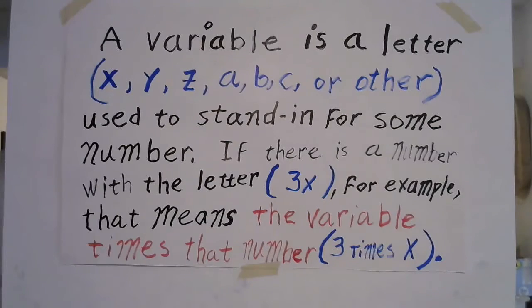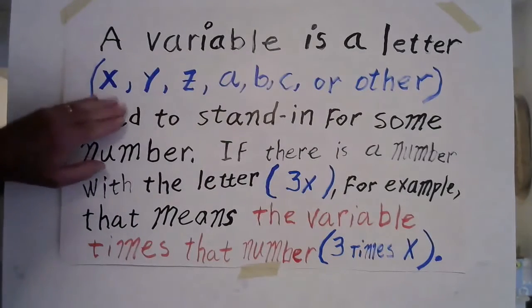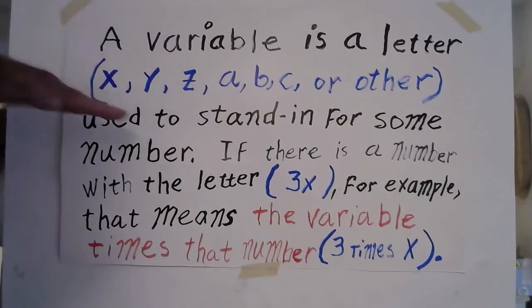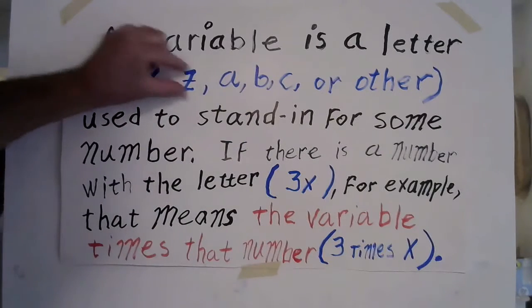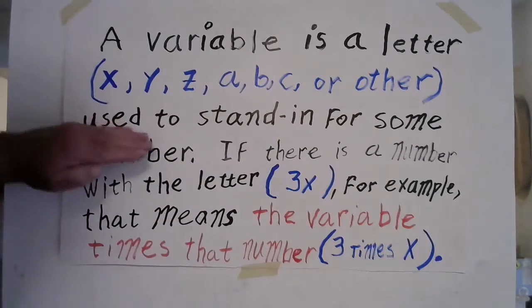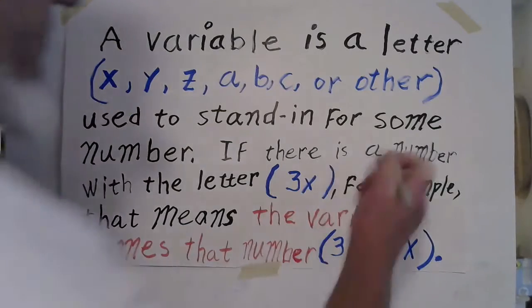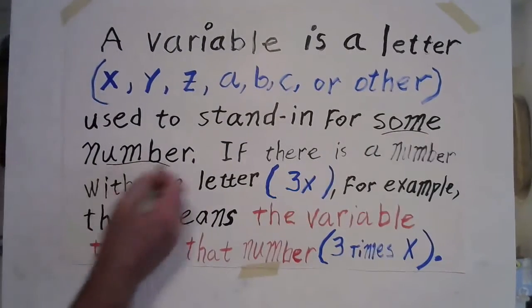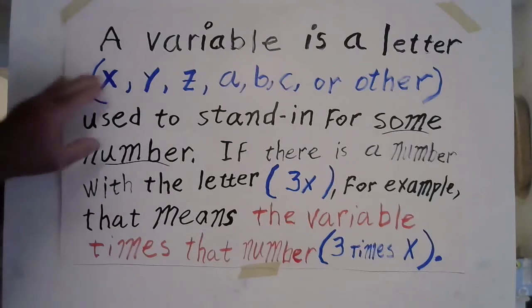Okay, so what is a variable? A variable, like I say, is a letter. A variable is a letter, and it can be X, Y, Z, any letter you want. It can be A, B, C, usually lowercase letters, or any other letter. And it is used as a stand-in for some number that we're looking for. Sometimes a problem might have more than one letter because we're looking for more than one number.